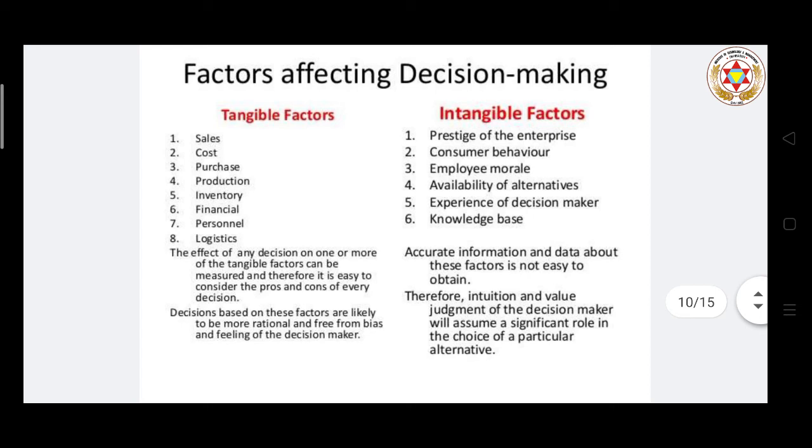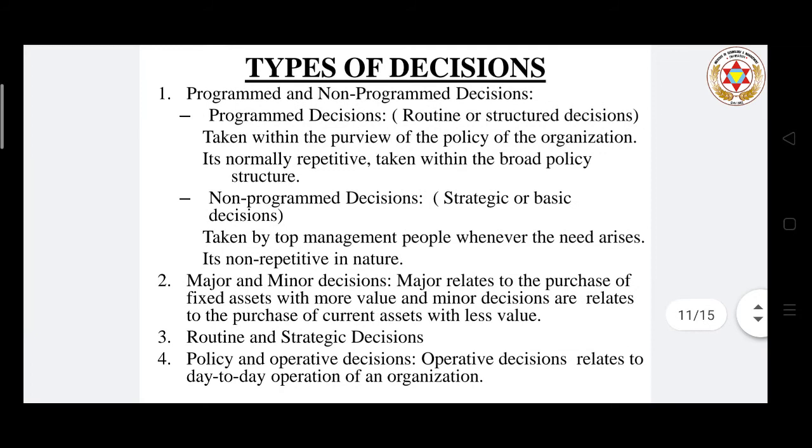Whereas the intangible factors are the prestige of the enterprise, which cannot be seen and felt, it can only be felt. So the consumer behavior, the employee's morale, the availability of alternatives, the experience of the decision maker, the knowledge base. So these are intangible, meaning accurate information and data about these factors is not easy to obtain. Therefore, intuitions and the value judgment of the decision maker will assume a significant role in the choice of a particular alternative. Let's come to the next slide, which says the types of decisions.